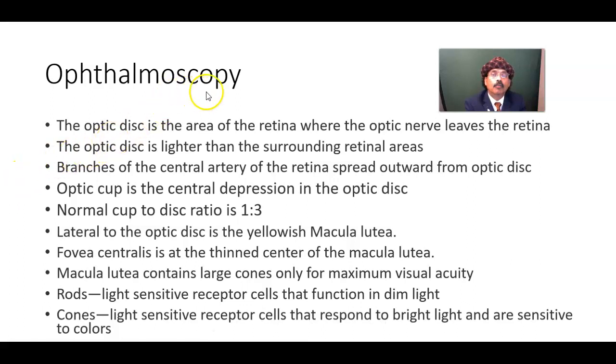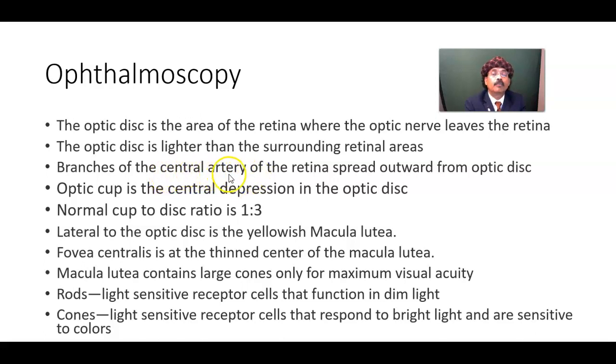So, ophthalmoscopy. The optic disc is the area of the retina where the optic nerve leaves the retina. This is not protruded inside the eye. Rather, it is almost flat with a central depression that we call the optic cup. The optic disc is lighter than the surrounding retinal areas, but the macula lutea is darker than the surrounding retinal areas. Branches of the central artery of the retina, that is a branch of the ophthalmic artery. The ophthalmic artery is a branch of the internal carotid artery.